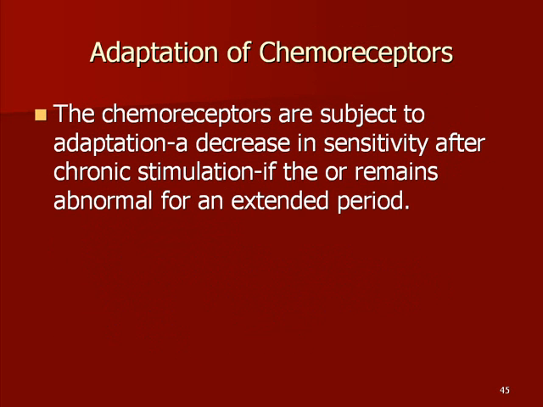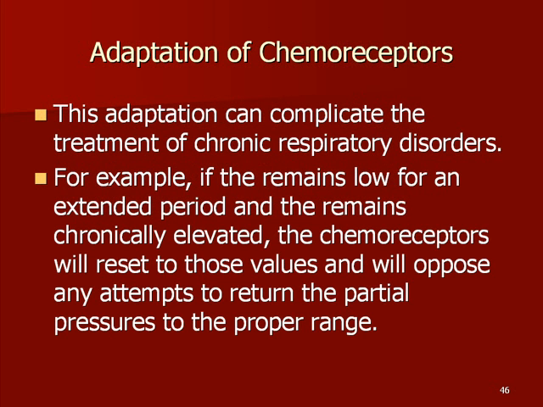Chemoreceptors, as such, are subject to adaptation, a decrease in sensitivity after chronic stimulation, if the PO2 or PCO2 remains abnormal for an extended period of time. This adaptation can complicate treatment of chronic respiratory disorders. The example given relates to diseases such as chronic obstructive pulmonary disease or emphysema. If oxygen levels remain low and CO2 remains chronically elevated, the chemoreceptors will reset to those values, which will oppose any attempts to return the partial pressures to the proper range.